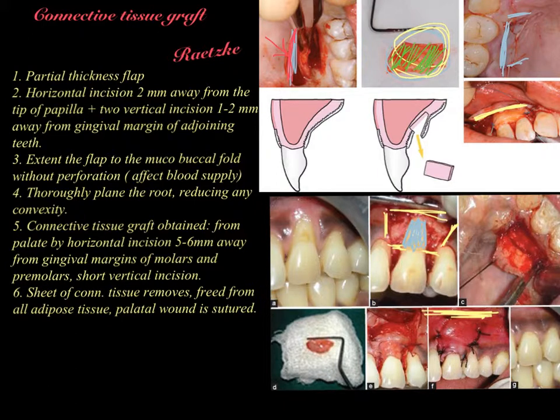After that, we place the connective tissue over the recession defect, as you see here. We place it on the recession defect and suture it with a resorbable suture, and after that we place the flap over the connective tissue and suture it with a sling suture.